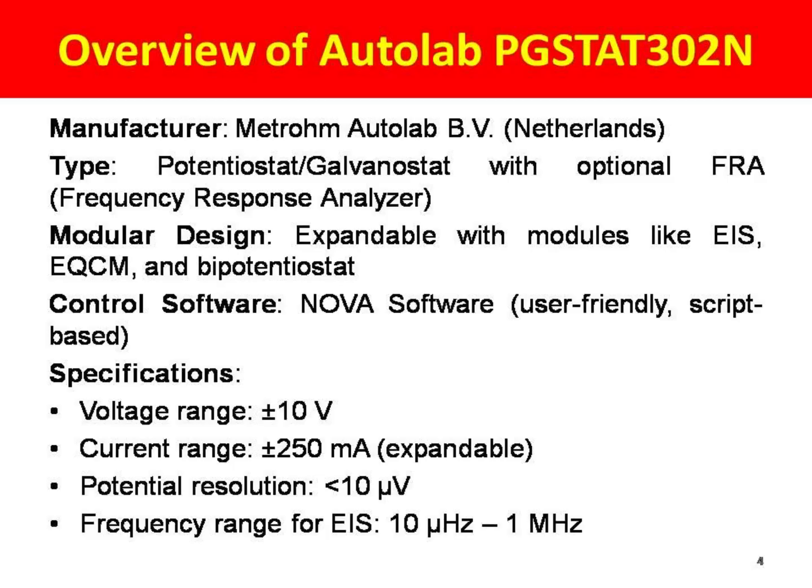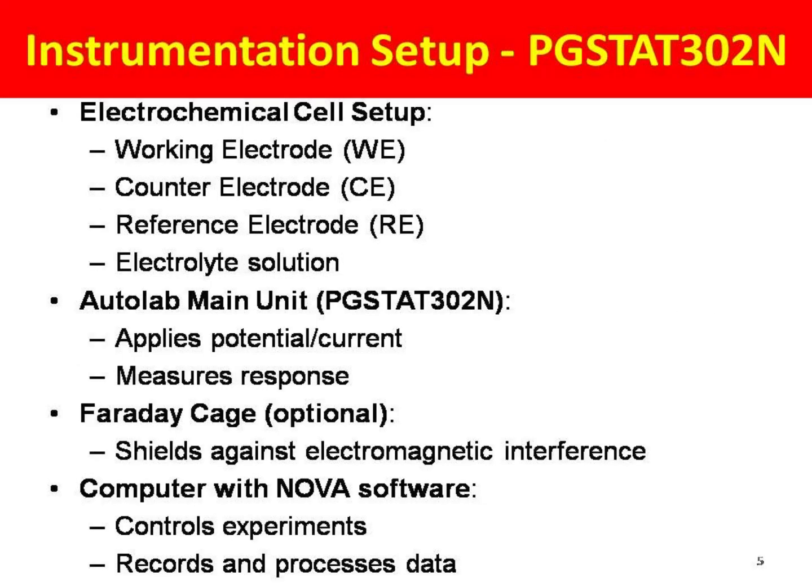The specification for the PGSTAT 302N: the voltage range is plus or minus 10 volt, current range plus or minus 250 milliamps. You can even extend the current range. The potential resolution is less than 10 microvolt, and the frequency range for EIS is 10 microhertz to 1 megahertz.